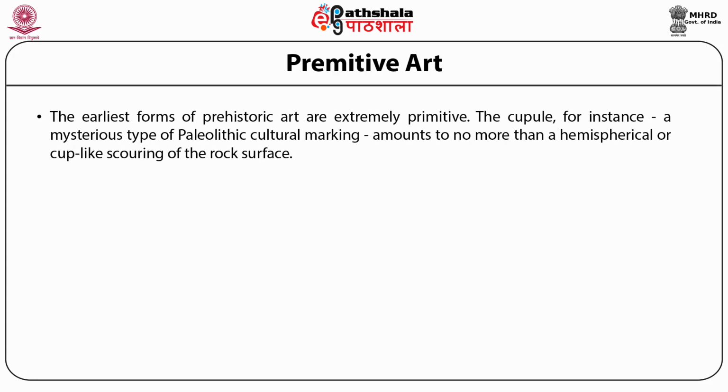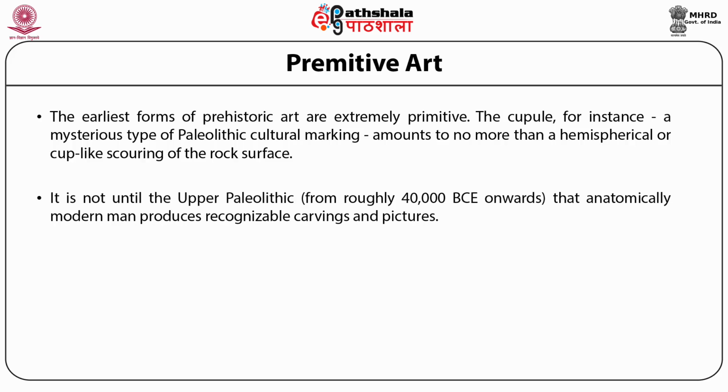The earliest forms of prehistoric art are extremely primitive. The cupule, for instance, a mysterious type of Paleolithic cultural marking, amounts to no more than a hemispherical or cup-like scoring of the rock surface. The early sculptures known as the Venus of Tan-Tan and Berekhat Ram are such crude representations of humanoid shapes that some experts doubt whether they are works of art at all. It is not until the Upper Paleolithic that anatomically modern man produced recognizable carvings and pictures.